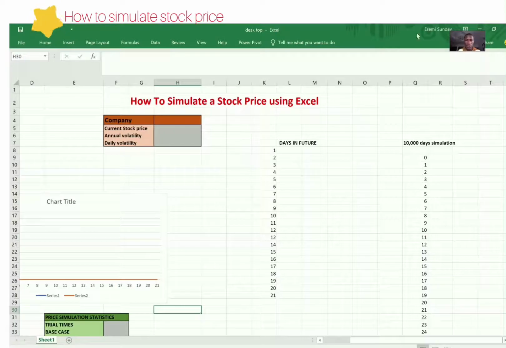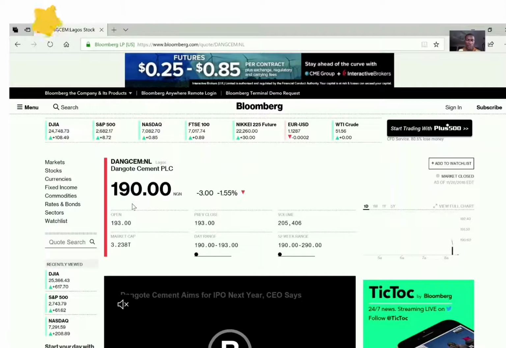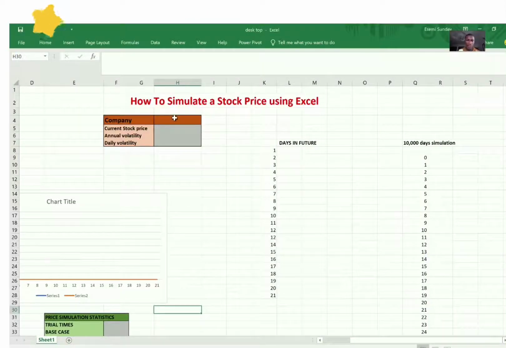So let's go into one of the stock market websites, Bloomberg, and we look at the company called DANGSEM. DANGSEM, the current price today is 190, and then we have a 30% volatility for it. So we have DANGSEM, and then the stock price today is 190. Volatility rate is 30% per annum.